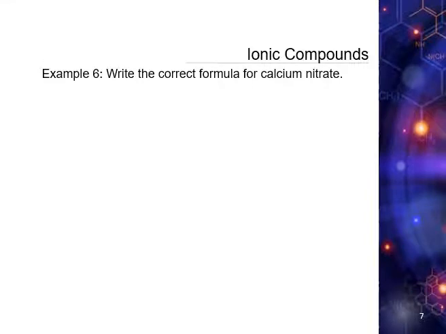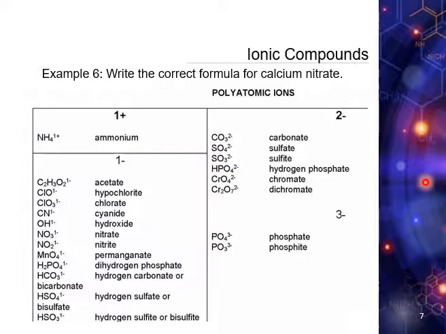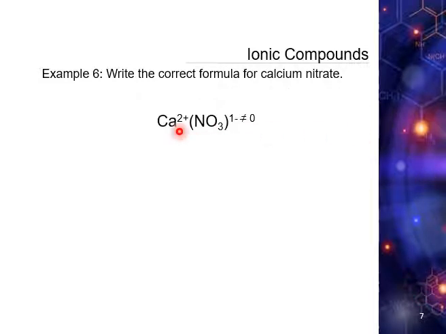Write the correct formula for calcium nitrate. Calcium is in group 2, it's a +2 charge. Nitrate is a polyatomic ion. It's NO3 with a -1 charge. A +2 and a -1 is not equal to 0.